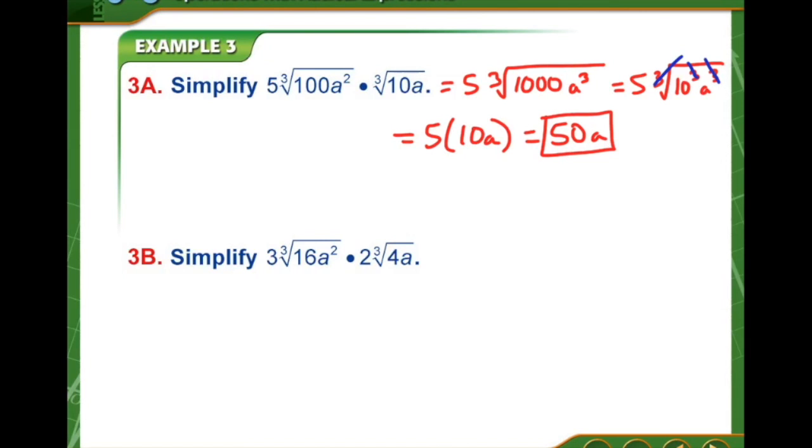The next one, same concept. We can multiply these together, and we can multiply the numbers outside together as well. So 2 times 3 is 6, times the cube root of 4 times 16, which is 64, and a squared times a is a to the third, so a cubed.